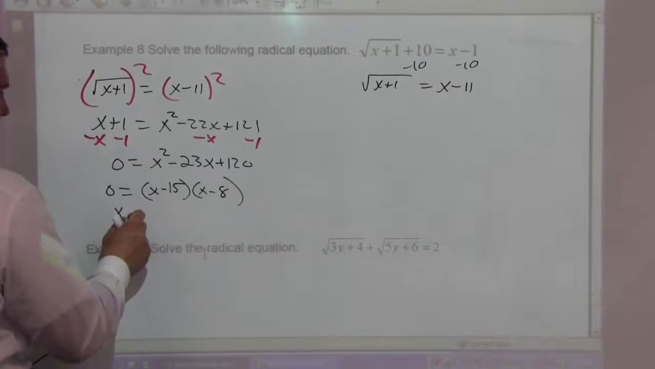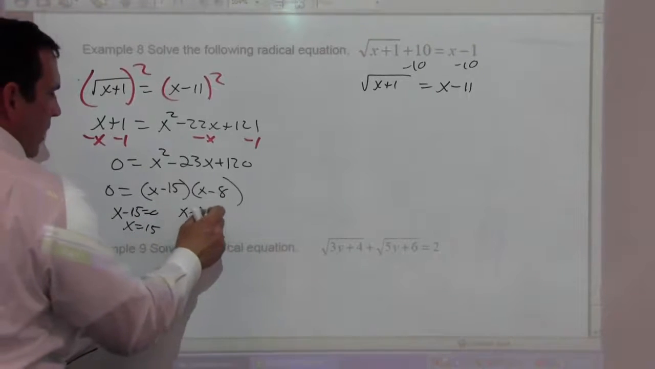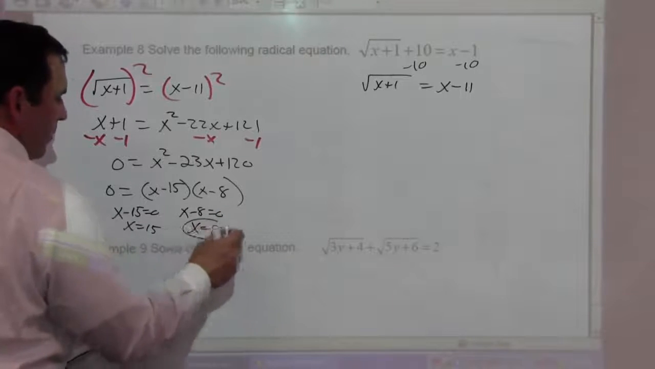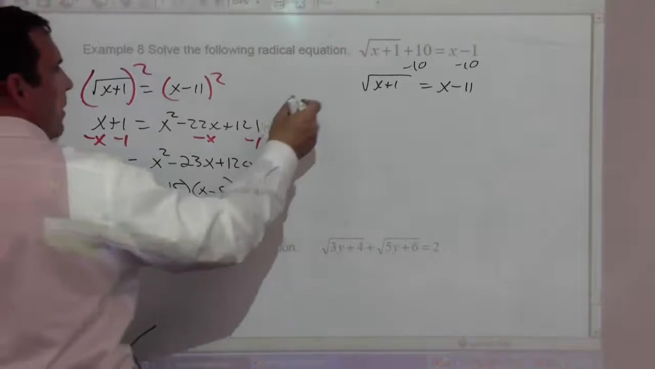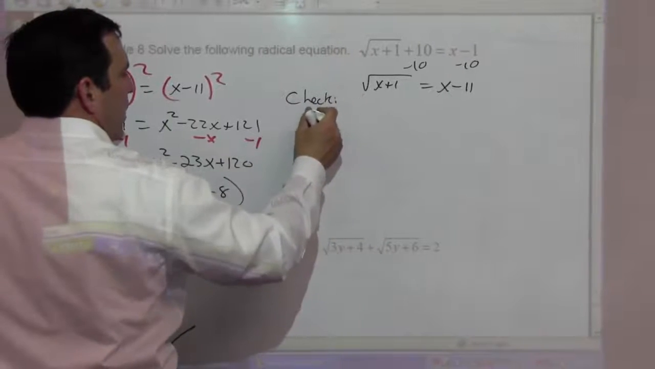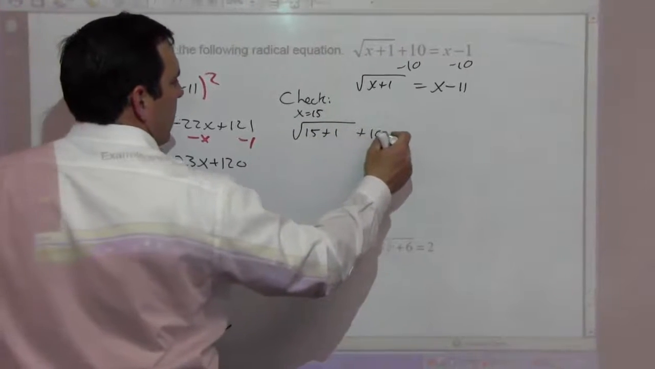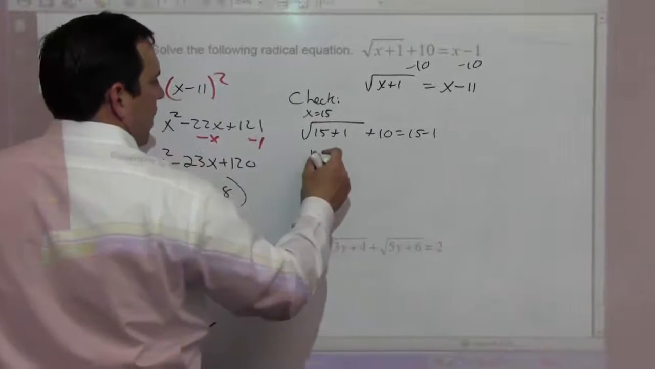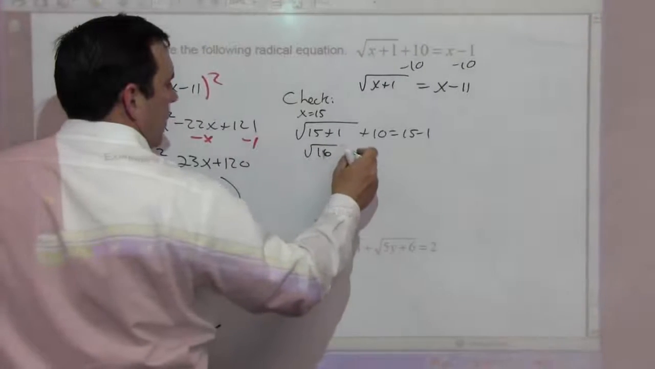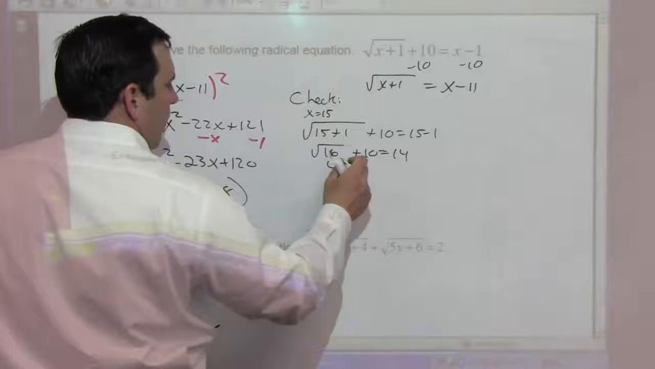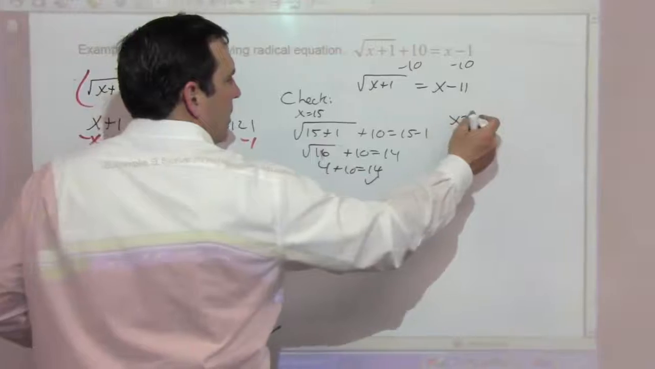So we'd have x minus 15 equals 0. x equals 15. x minus 8 equals 0. x equals 8. Now we're going to check the solutions. x equals 15. So the square root of 15 plus 1 plus 10, is that equal to 15 minus 1? That's the square root of 16 plus 10, is that equal to 14? 4 plus 10, is that 14? Yes, it is.